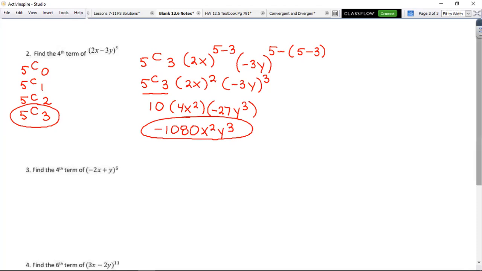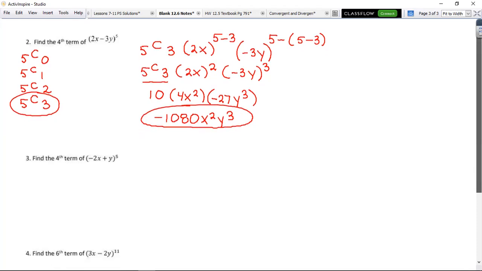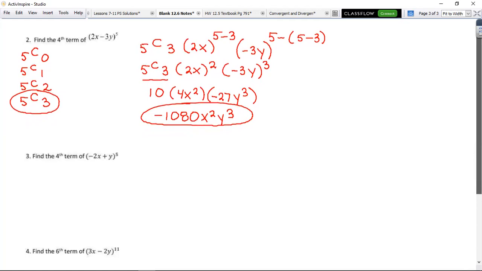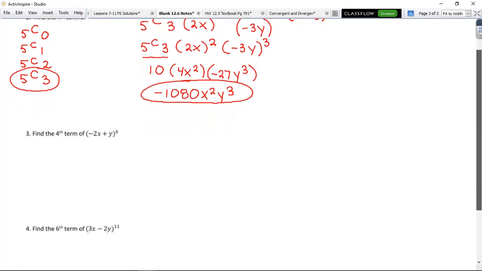Okay. So I'm going to give you just 2 more of that type, but you don't need to do the full expansion for those. You can shortcut it just like that to find the particular term you're looking for.